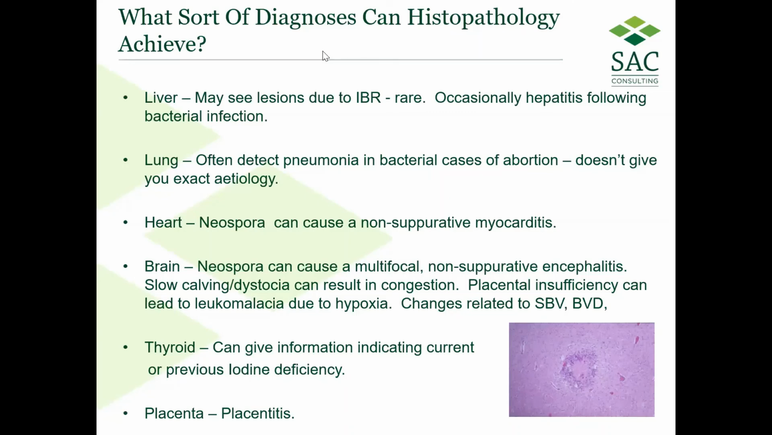Lung gives you evidence of fetal pneumonias, so it kind of backs up the bacterial diagnosis, perhaps. Heart for Neospora, brain for Neospora, and some of the other conditions that I'd mentioned. Thyroid potentially, again, for evidence of iodine deficiency, and we can pick up placentitis that might not be evident grossly, sometimes, for histopathology as well.